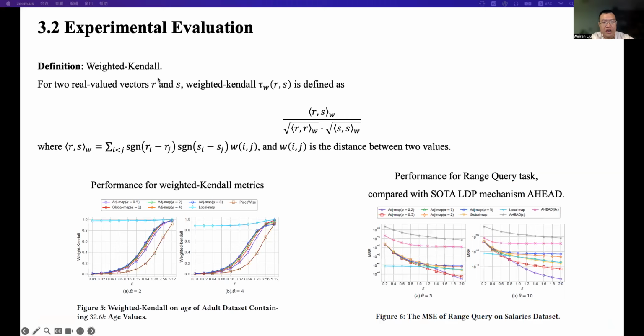We used weighted Kendall to measure how order-preserving the output sequence is. You can see that local map is the best. Here is the local map. Local map is the best, but with the drawback that there is no privacy guarantee when 2 inputs are in different partitions. Adjust map and the global map shown here are better than piecewise shown here, where piecewise is the state-of-the-art LDP mechanism for numerical values from ICDE 2019. The performance for the range query task also shows that our mechanism can achieve better accuracy.